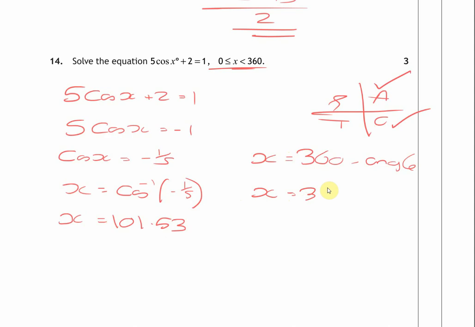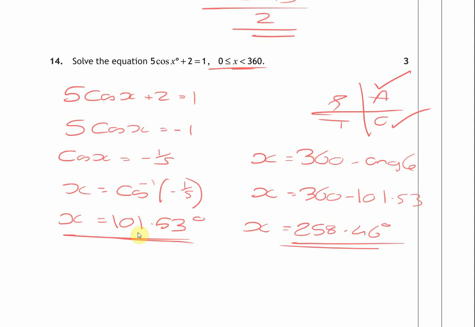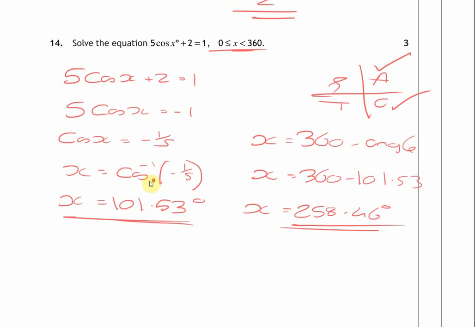So x equals 360 minus 101.53. So x is going to equal 258.46 degrees. So those are the two valid solutions for that question there.